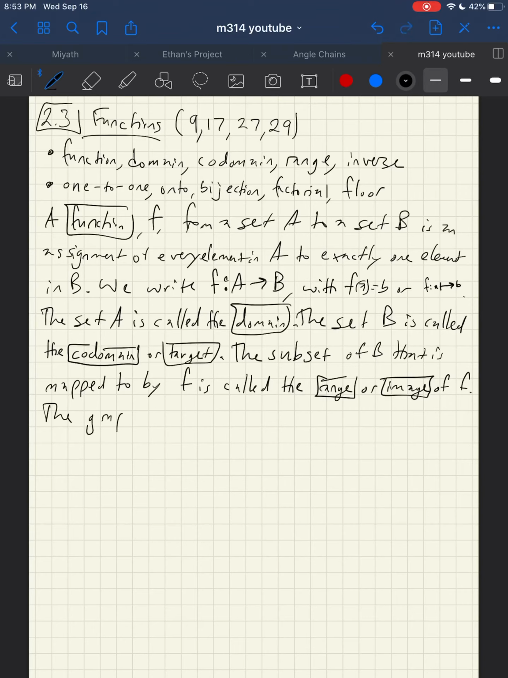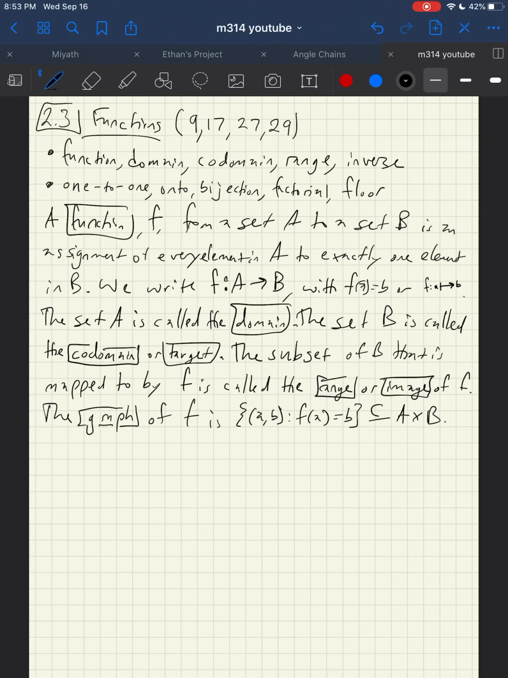The graph of f is the set of ordered pairs a comma b such that f of a equals b, and this is going to be a subset of the Cartesian product of A with B. This is the graph of f.